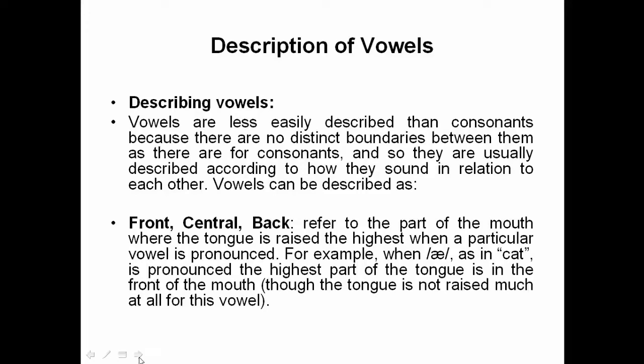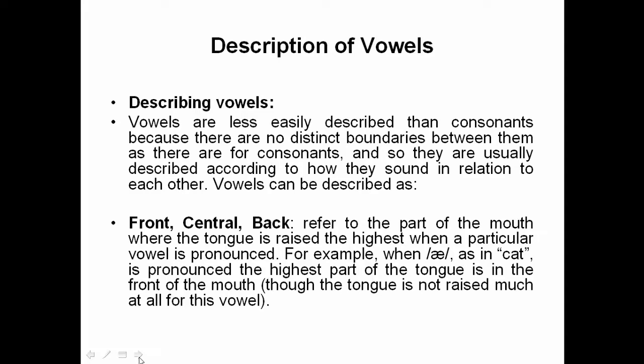As I told you, in consonants we have different articulators or speech organs which come together very distinctly to describe whether a sound is bilabial, a stop, a fricative, or lateral, depending upon the way the air passage is blocked. But the description of vowels is a little trickier. Vowels are less easily described than consonants because there are no distinct boundaries.